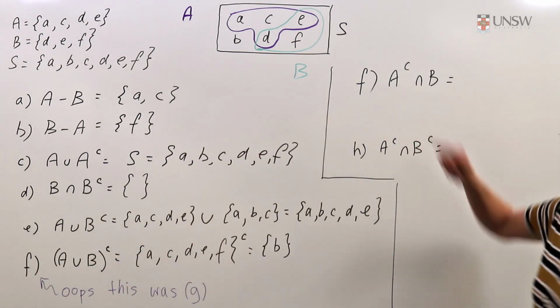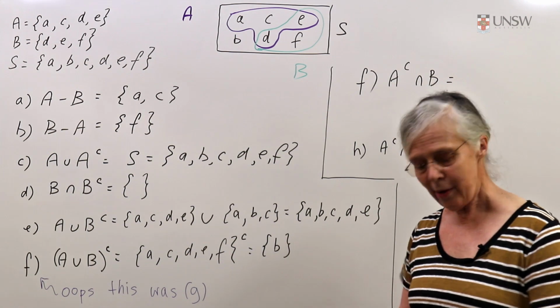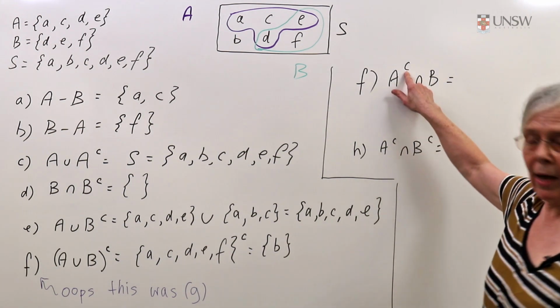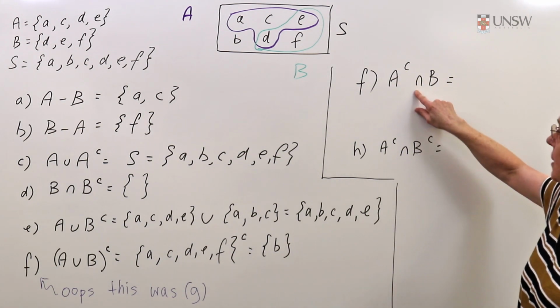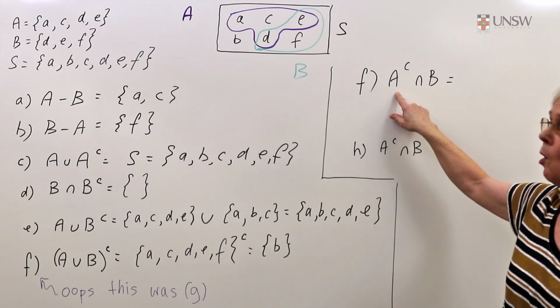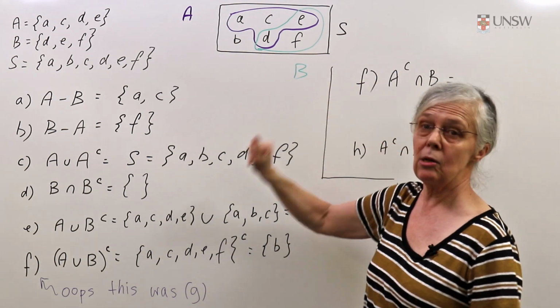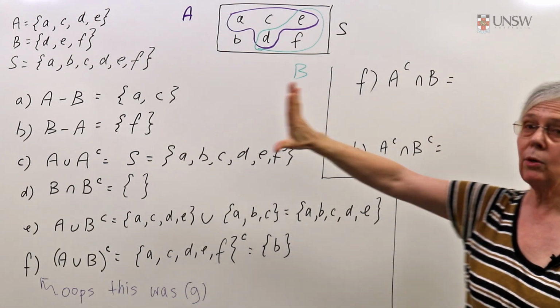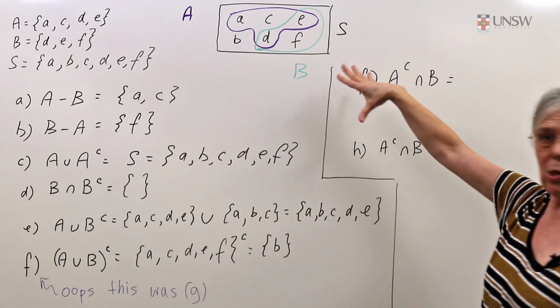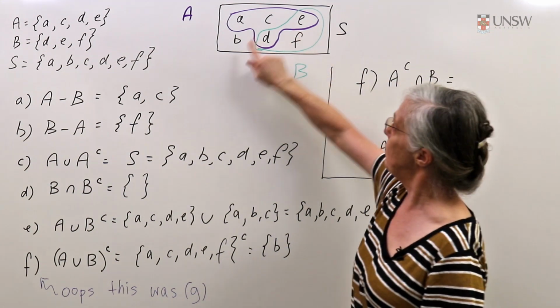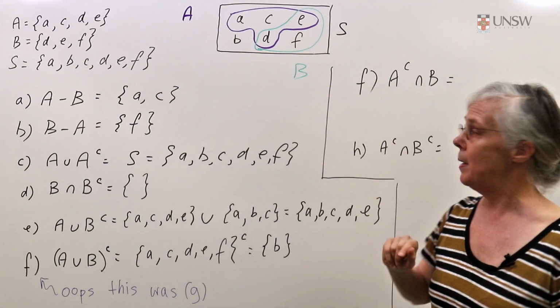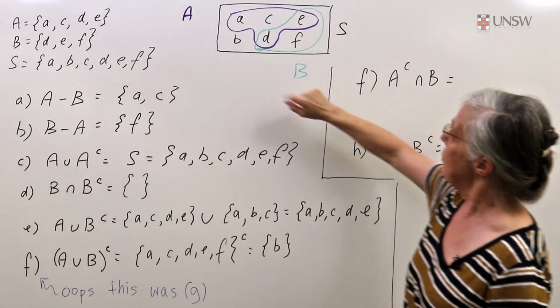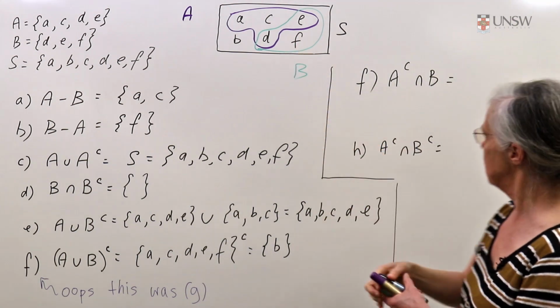So now we'll do what is hopefully the real part F. This time we have A complement intersect B. So everything that's in A complement, so outside A, outside the purple and inside the green. We could do it algebraically or we could do it from the Venn diagram. Outside the purple, we've just got B and F. Inside the green, we're left just with F.